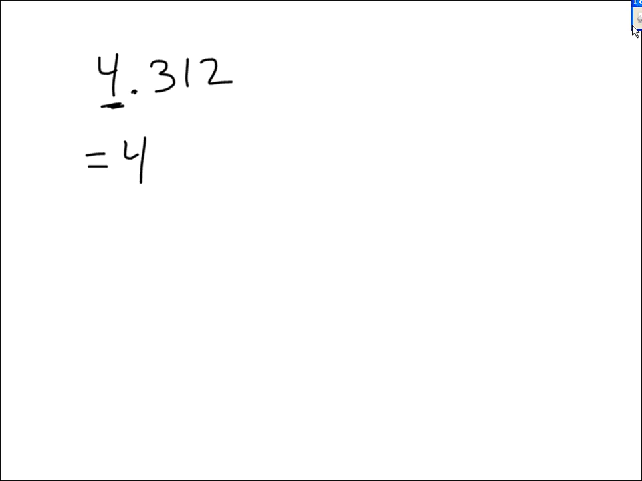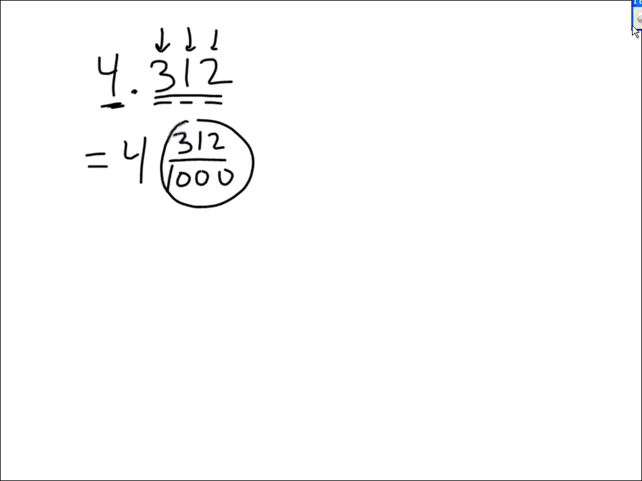Well, this is 4 and... The decimal part goes in the numerator. And since it is 3 digits, we put 1 followed by 3 zeros. Remember, this is the tenths, the hundredths, the thousandths. Well, that's what I did. This means 312 thousandths. Now, depending upon how you're supposed to write this in class, that's one answer.